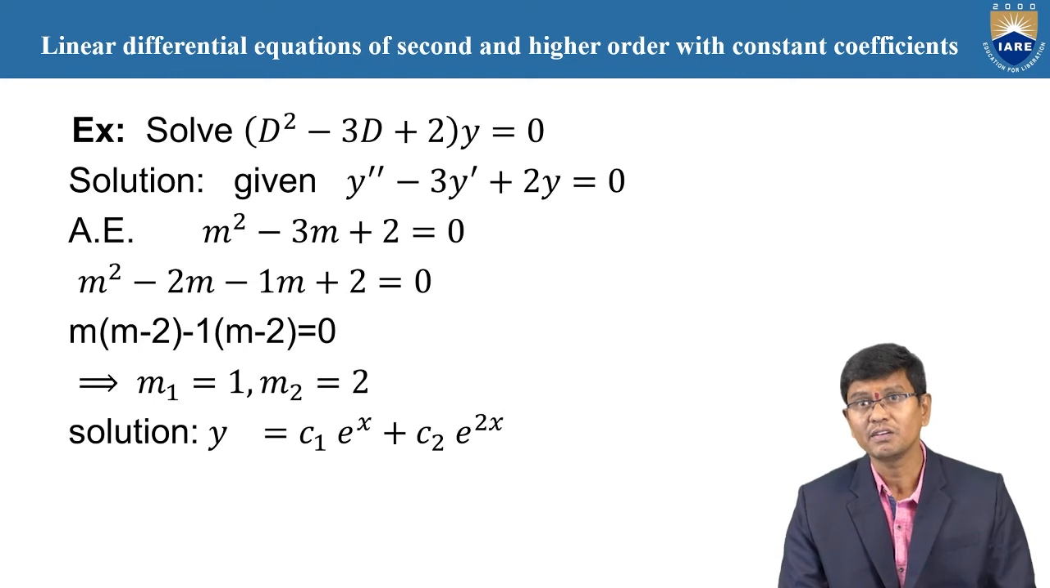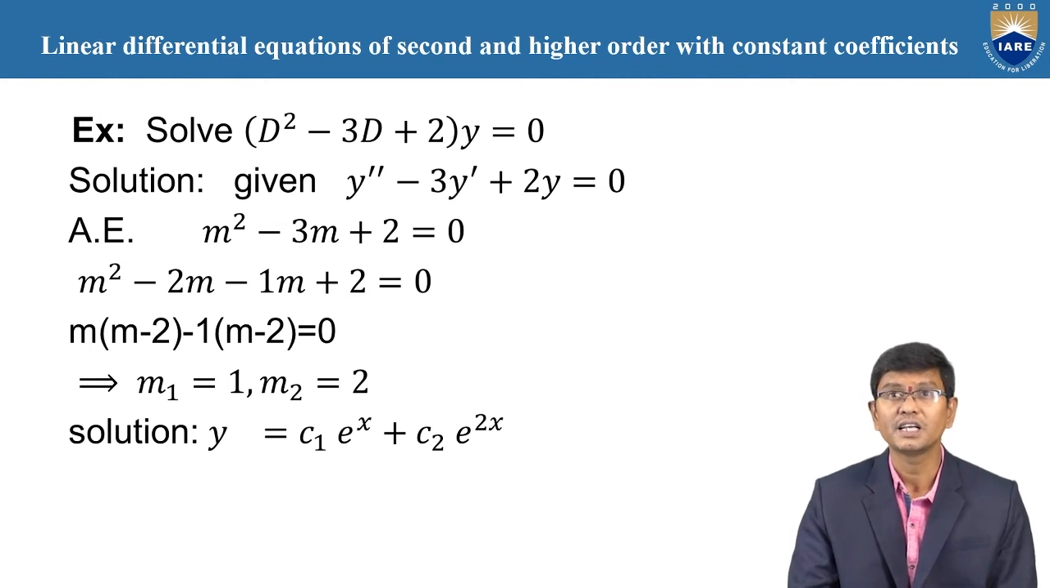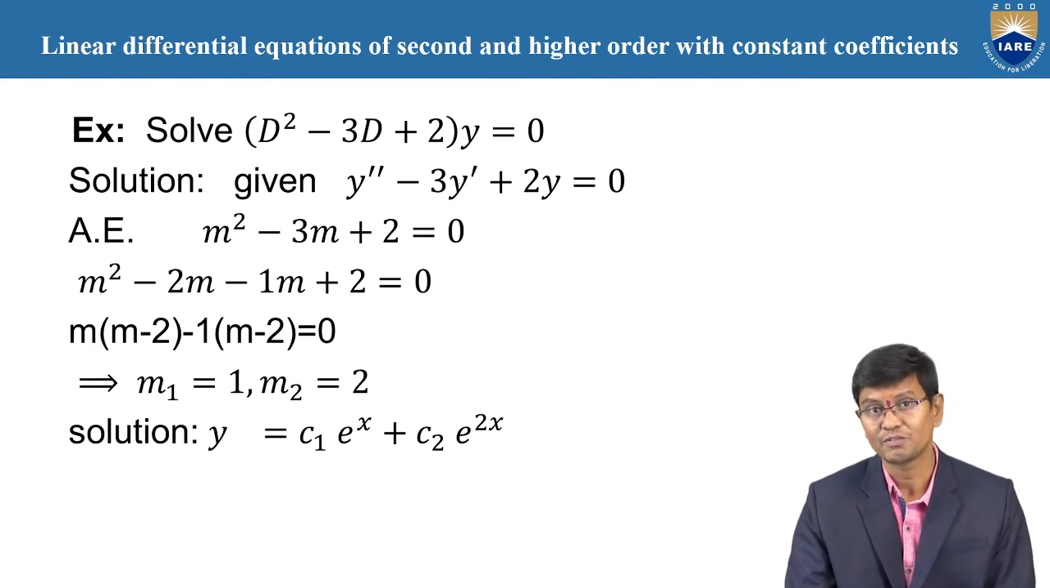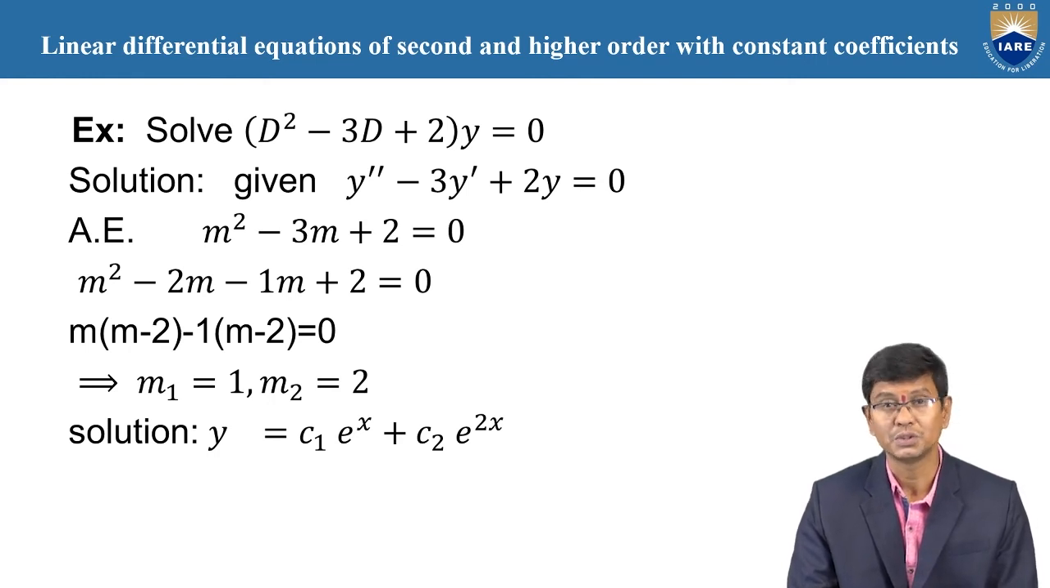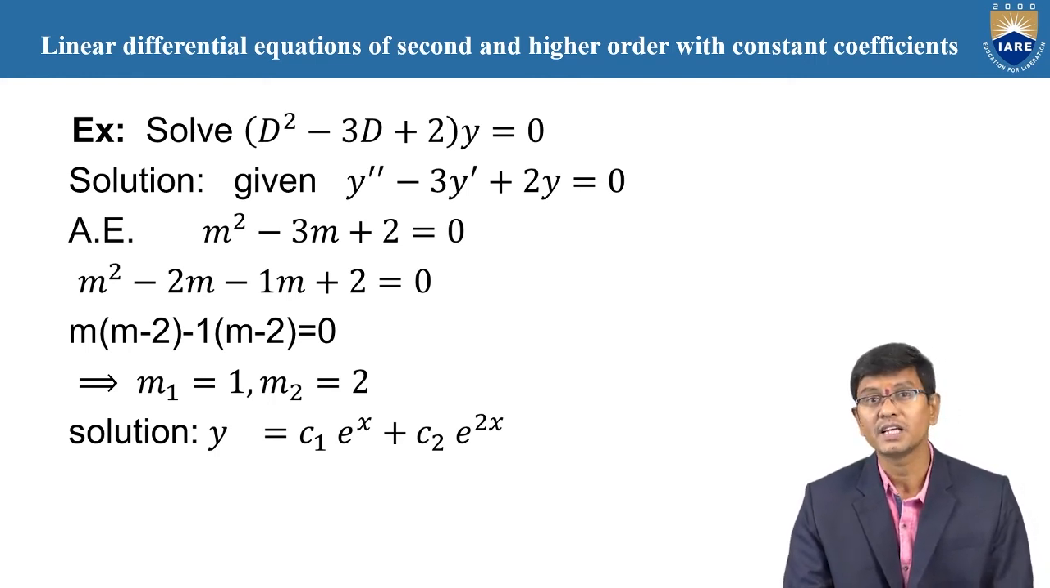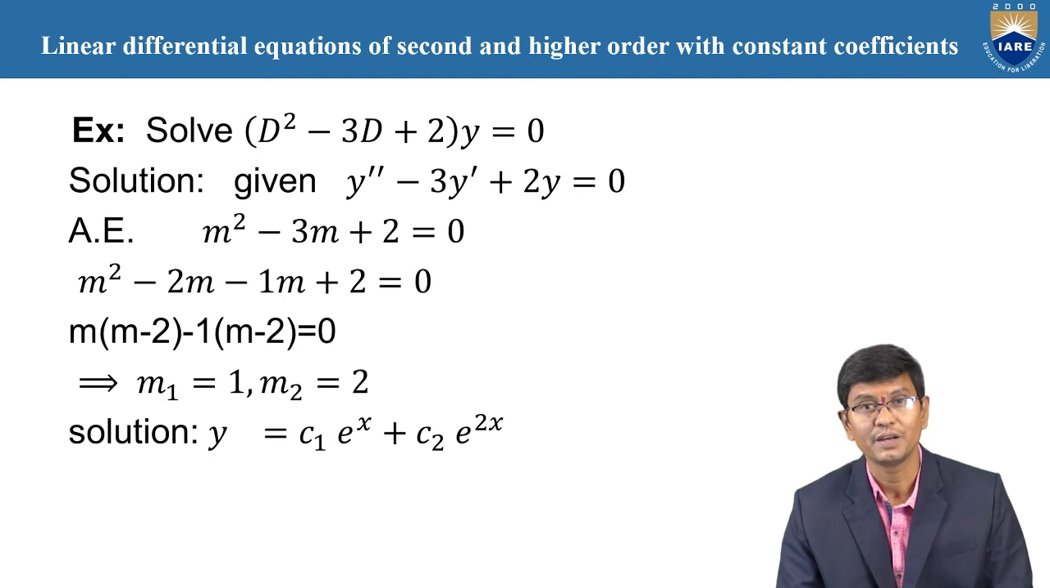Next one, solve (D square minus 3D plus 2) into y is equal to 0. Therefore, when we consider it in differential equation form, that is y double dash minus 3y dash plus 2y is equal to 0. Now we need to write the auxiliary equation. The auxiliary equation is f of m is equal to m square minus 3m plus 2 is equal to 0. Here, the order of the equation is 2 only.